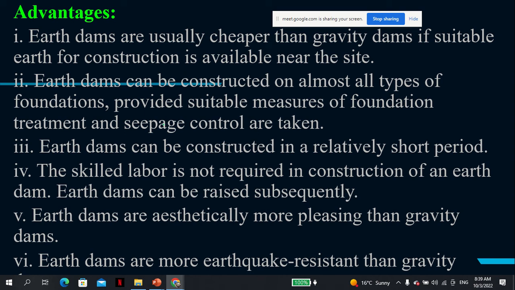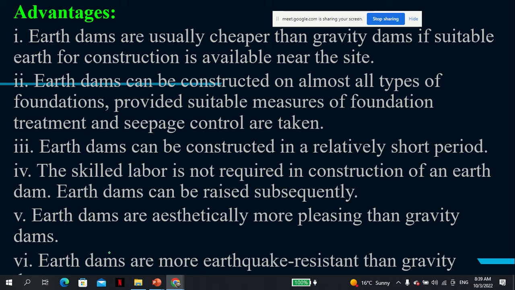Earth dams can be constructed on almost all types of foundations, provided suitable measures of foundation treatment and seepage control are taken. Earth dams can be constructed in a relatively short period of time. Skilled labor is not required in certain construction of an earth dam. Earth dams can be raised subsequently. Yeah, you can increase the height. So this overcomes the limitation of the gravity dam that we've seen.